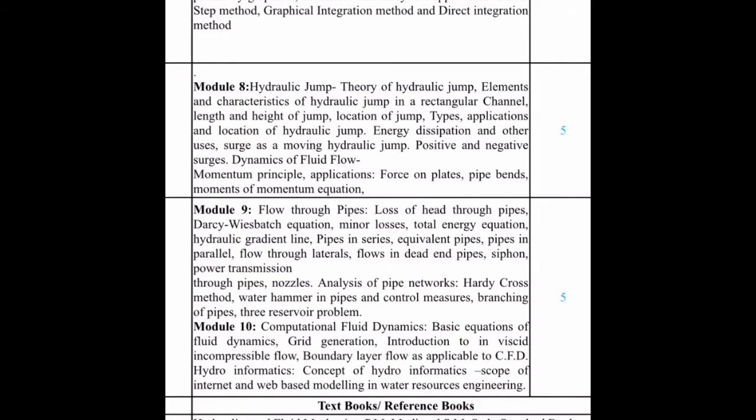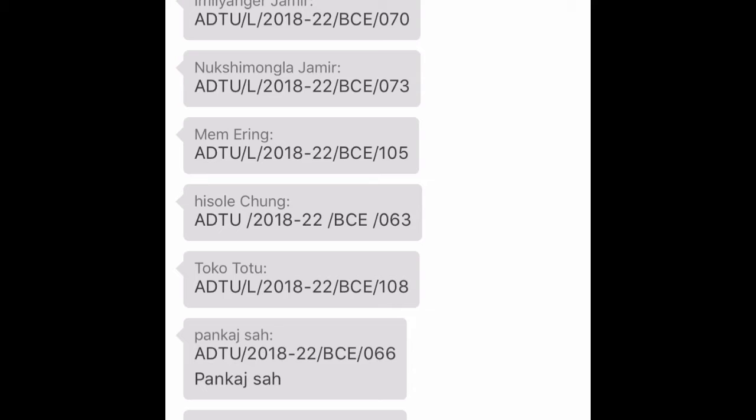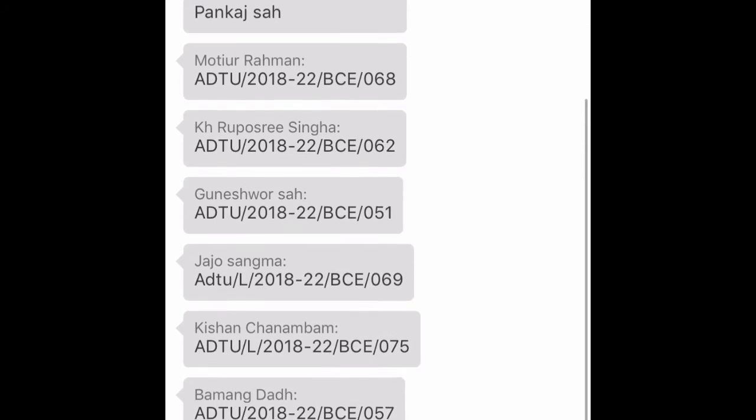In the second last module, that is module 9, you have flow through pipes, loss of head through pipes, Darcy-Weisbach's equation, minor losses, total energy equation, hydraulic gradient line, pipes in series, equivalent pipes, pipes in parallel, flow through lateral pipes, flows in the dead end of pipes, siphon, power transmission, flow through nozzles, analysis of pipe network that can be done by one method called Hardy-Cross method, water hammer in pipes and other control measures, branching of pipes and 3 reservoir problems. In the last chapter you have computational fluid dynamics, basic equations of fluid dynamics, grid generation and introduction to CFD and hydroinformatics.